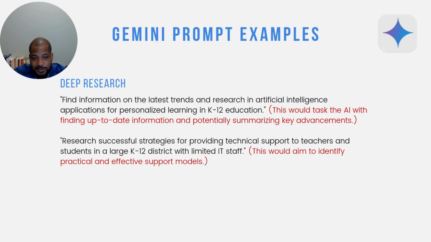Now, let's go over to our deep research prompt and take a look at that. So for a deep research prompt, you may say, find information on the latest trends and research in artificial intelligence applications for personalized learning in a K through 12 educational environment. Or you can just say in K through 12 education. This would task the AI with finding up-to-date information and potentially summarizing key advancements.